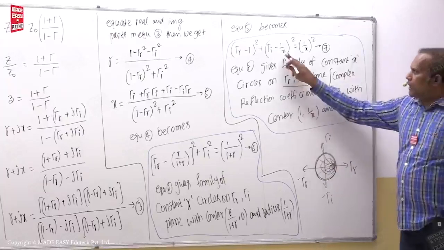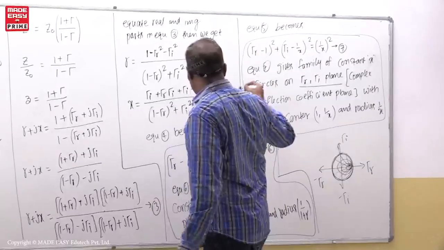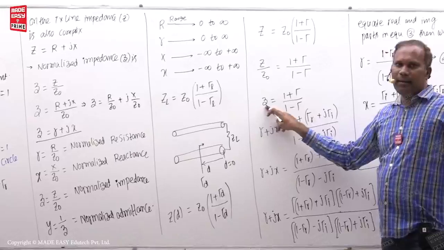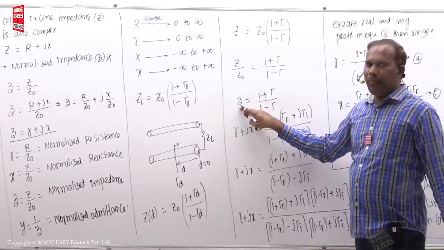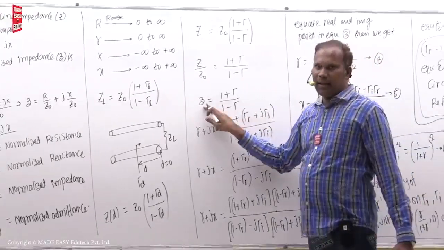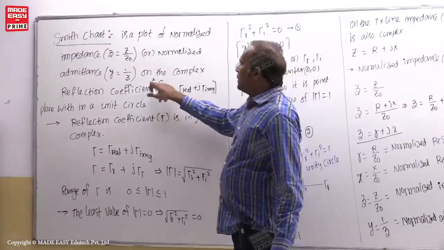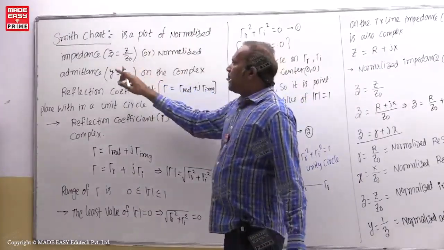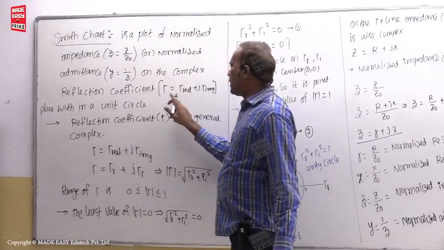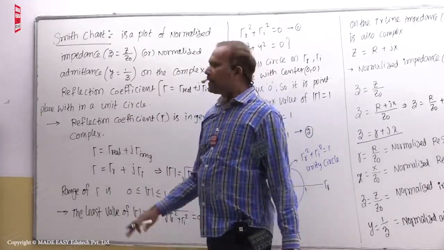So how did you get these equations, my dear students? See here, these equations coming back. Stop here. What is this? Normalized impedance. That means these are the plots of normalized impedance only. Now you read the statement, you can understand. Smith chart is a plot of normalized impedance, on the complex reflection coefficient plane within a unit circle. So that is the Smith chart.